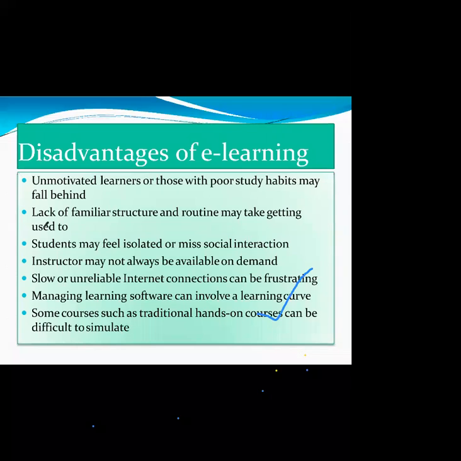The student may feel isolated and miss social interaction. The instructor may not always be available on demand, and there may be slow and unreliable internet connections. That means if the internet connection is slow, in the case of rural areas, the speed of internet will be very, very slow. Suppose the learner is interested to learn some concept through a video lecture. As the internet connection is slow, it won't be accessible to him, so he needs to face some problems.